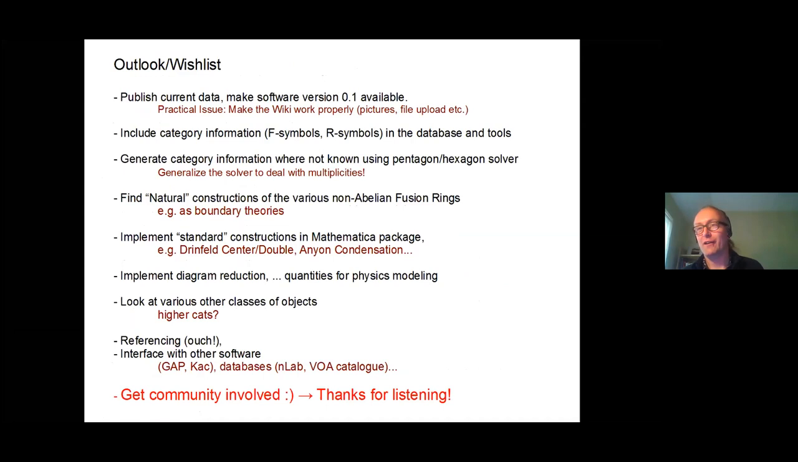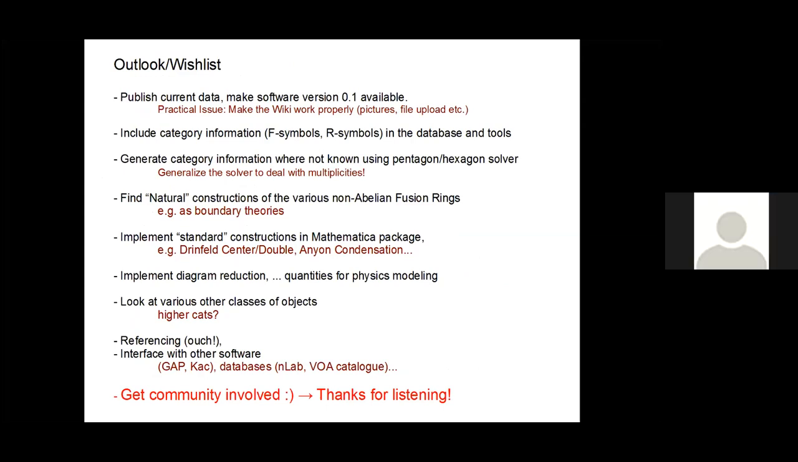And then we want to include as much category information as possible when we add F symbols and R symbols into the database and tools. Generate information where we don't know it using our solver. And then find natural constructions of these non-Abelian fusion rings, because at the moment we just pull out this guy. I hope the slide with the construction based on the group makes some sense, but we would like to find these things as, for example, boundaries of actual modular tensor categories.